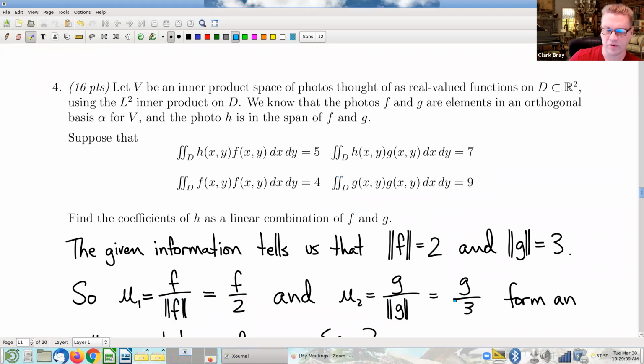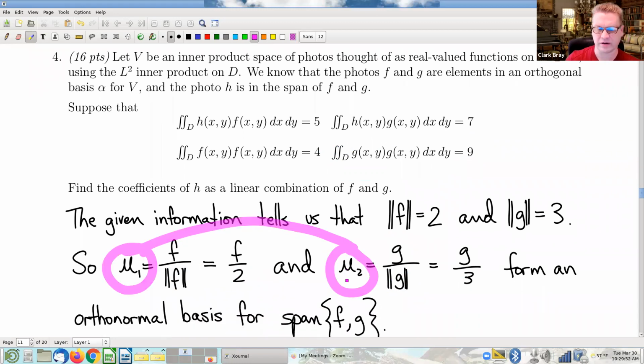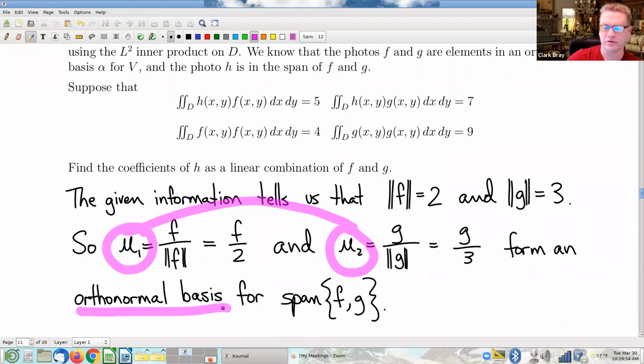So dividing f and g by their own magnitudes means divide f and g by 2 and 3 respectively, and that gives me a new basis. U1, U2 is what I'm going to call them, and that is an orthonormal basis for this span that we're interested in, all combinations of f and g. Okay, so that's the first part of the problem. Realize we need an orthonormal basis, and then get it. And notice we've used some of the given information.